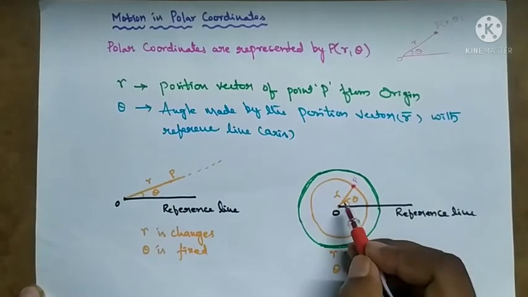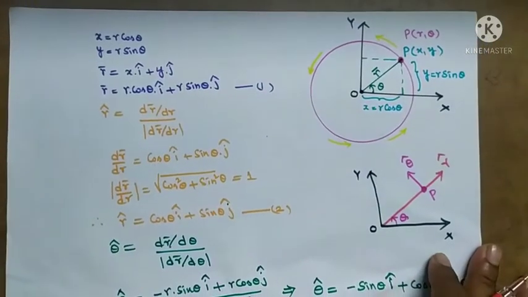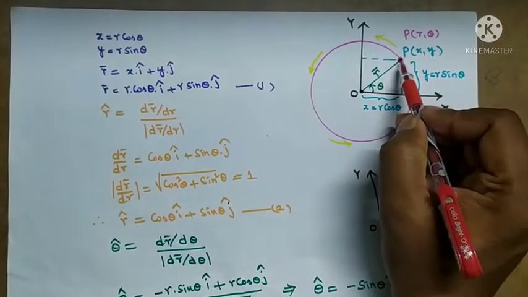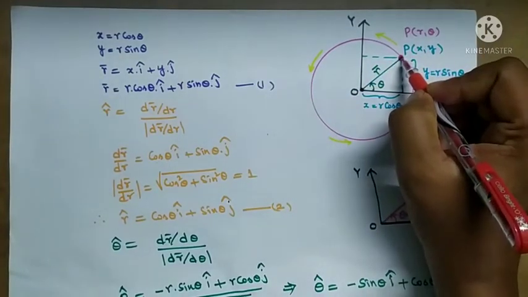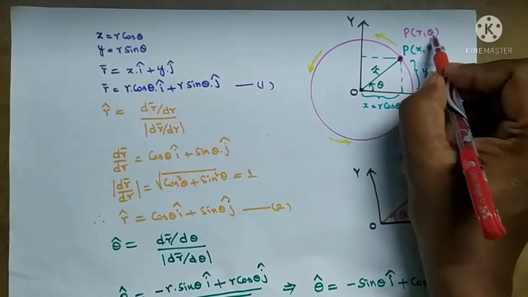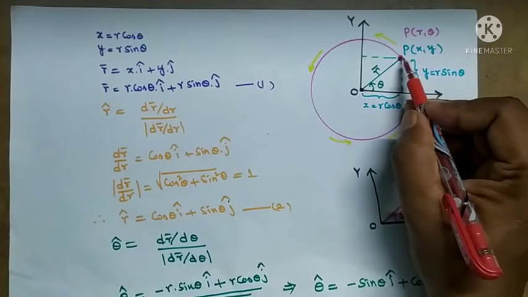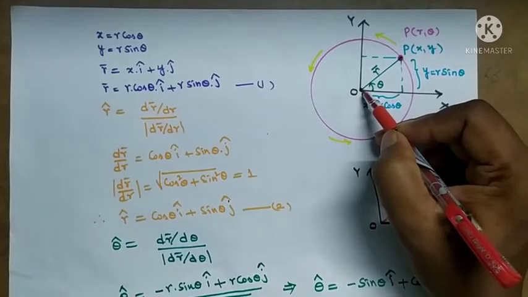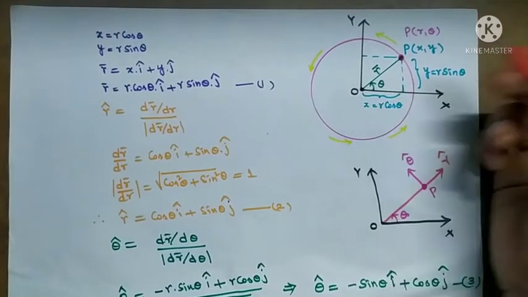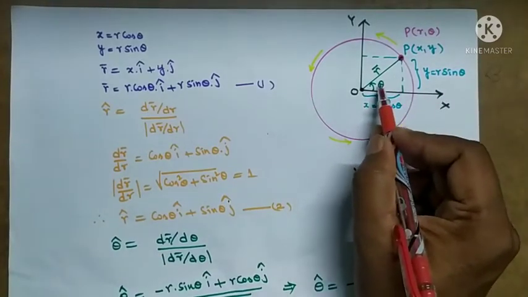Now we are going to find the velocity of the particle which is moving in a circular path. So I am considering here this particle which is moving in a circular path. The position of this particle in polar coordinates is represented as r comma theta. r is the position vector which joins the position of this particle from the reference point. That reference point is called the origin, and this origin is also called the pole. And the angle made by this position vector with the reference line is theta.